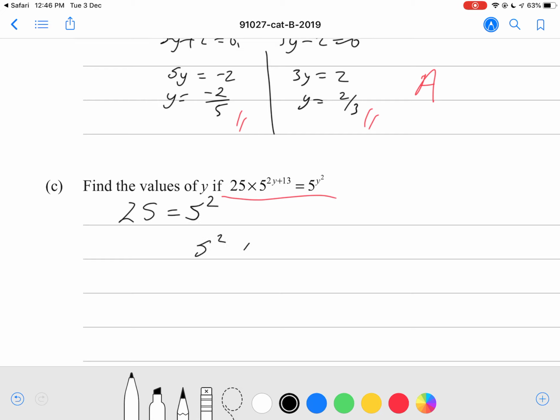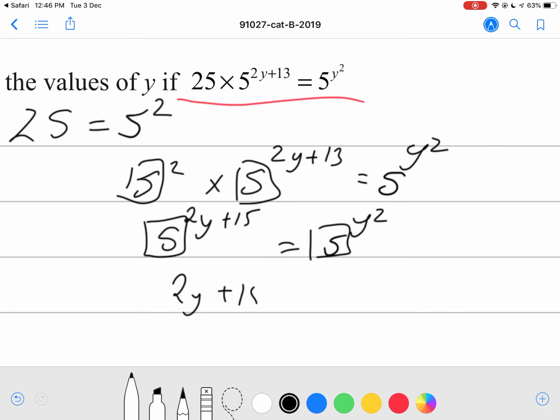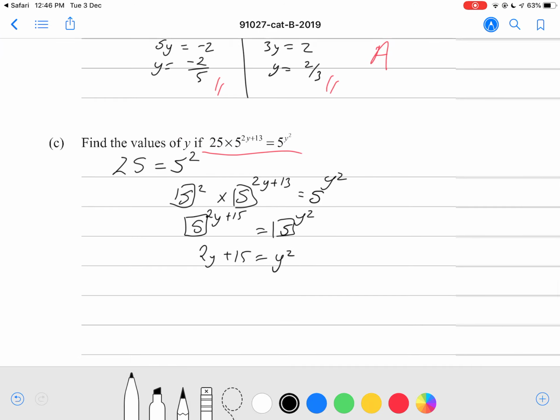So we say 5 squared times 5 to the power of 2y plus 13 equals 5 to the power of y squared. When you multiply powers, you know that you add the powers, okay? So that's very important. You don't multiply the powers, you add the powers when you multiply. So this is the same base, 5 and 5, so you can add these two powers. So you can say 5 to the power of 2y plus 15 is equal to 5 to the power of y squared. Okay, so this base is 5, this base is also 5, we can get rid of it. So we'll say that 2y plus 15 is equal to y squared.